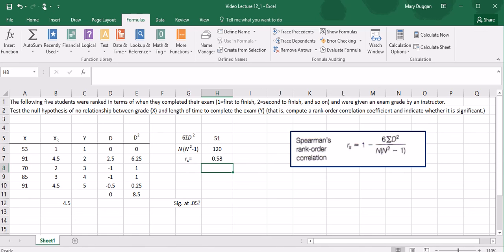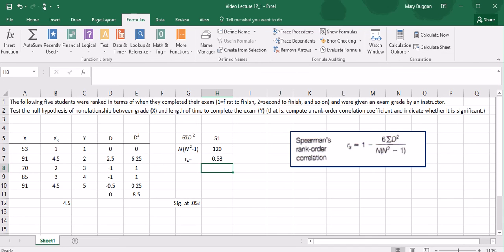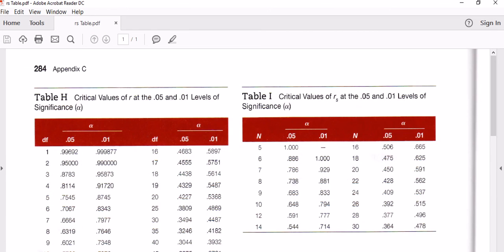And as correlations go, 0.58 seems solid. 58% of the variation in scores can be explained by the relationship between the two variables. However, is it statistically significant? To find out, we need to compare our correlation to a table in Appendix C, and I'm going to pull that up right now, entitled Critical Values of R sub S. That's the Spearman rank order correlation coefficient at the 0.05 and 0.01 levels of significance. So it's this one right here on the right.